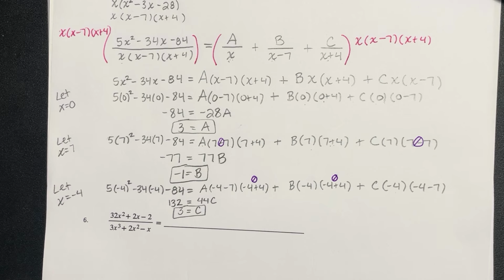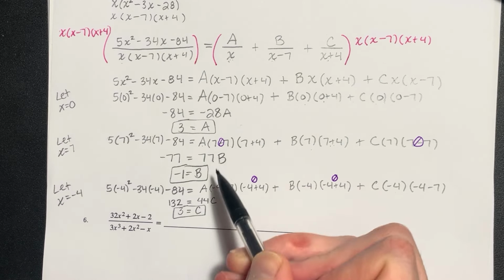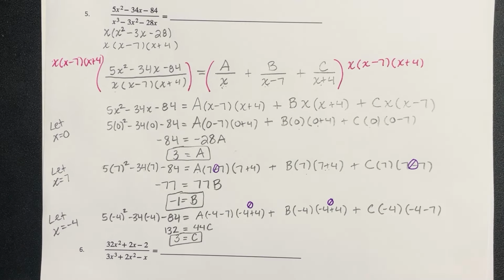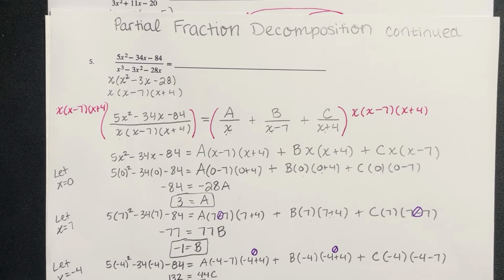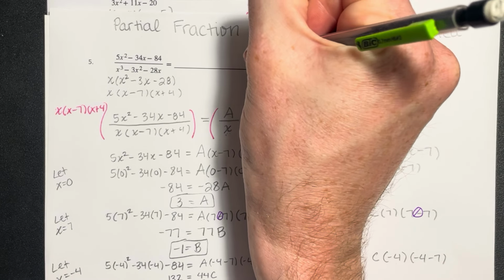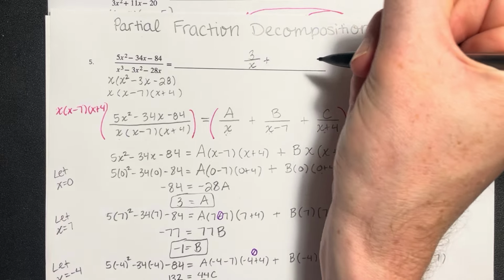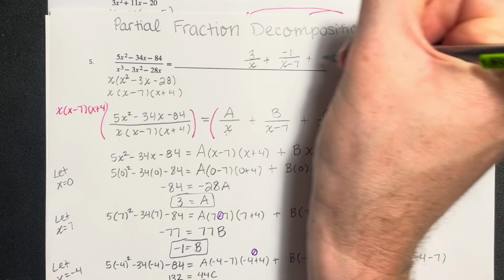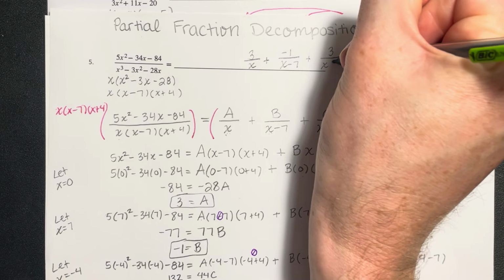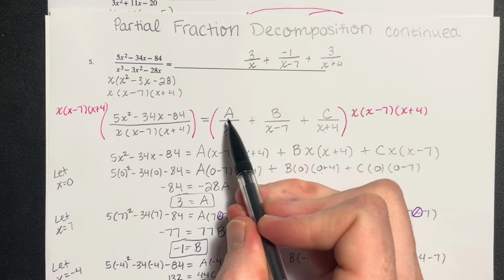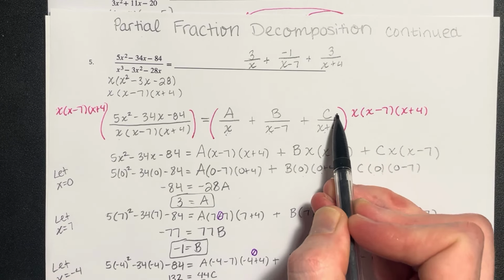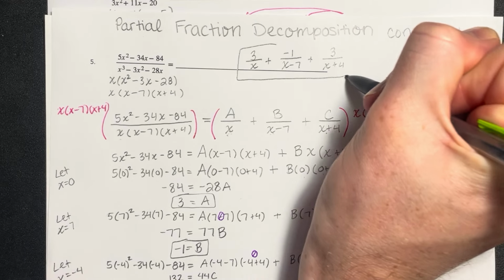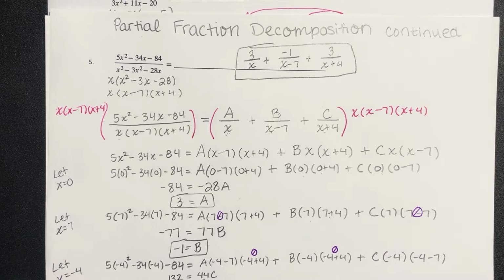These take up a lot of space, but we did find a, b, and c. So the partial fraction decomposition for this would say 3 over x plus negative 1 over x minus 7 plus 3 over x plus 4. We're plugging in what we found for a, b, and c. So that is our final answer, our solution to the decomposition.